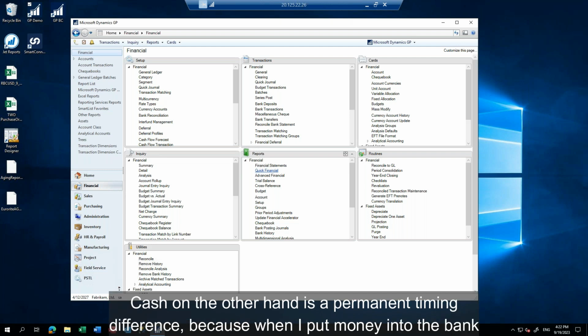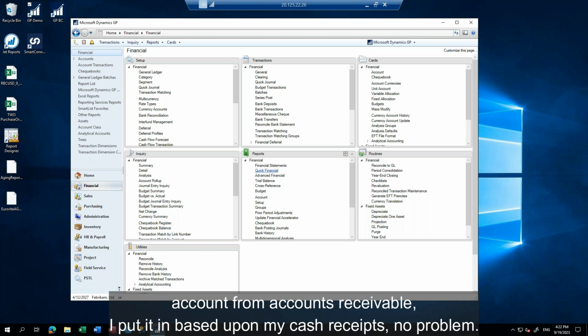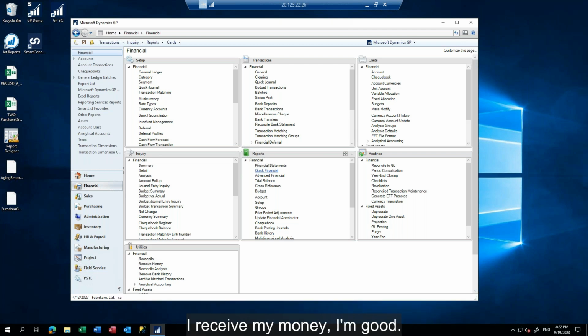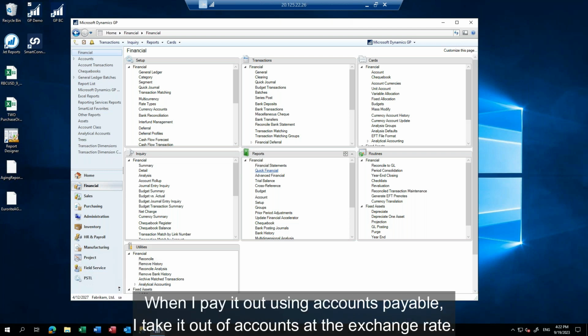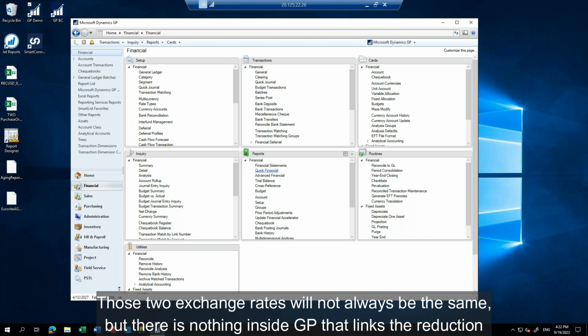Cash, on the other hand, is a permanent timing difference because when I put money into the bank account from accounts receivable, I put it in based upon my cash receipts. No problem. I receive my money. I'm good. When I pay it out using accounts payable, I take it out of accounts at the exchange rate. Those two exchange rates will not always be the same.